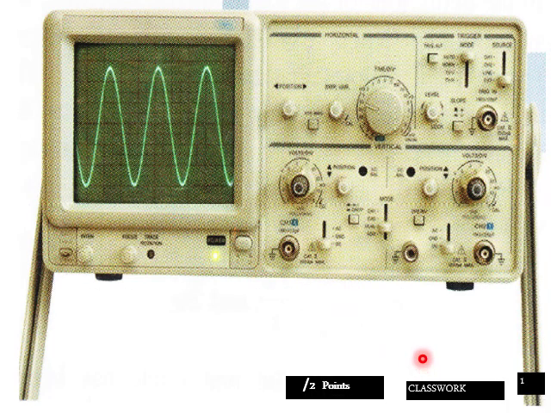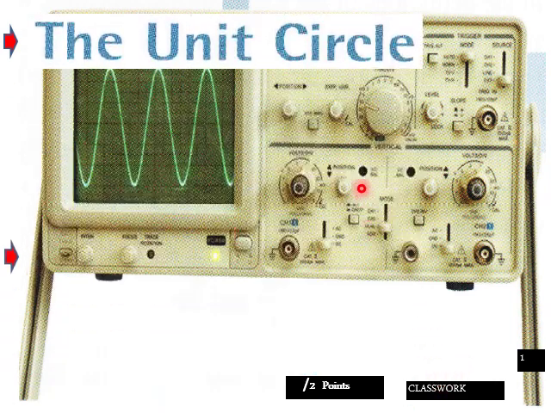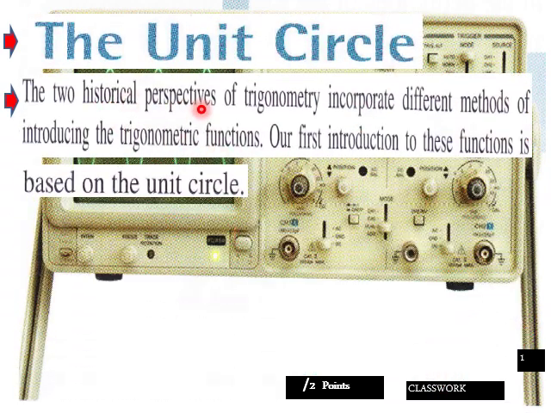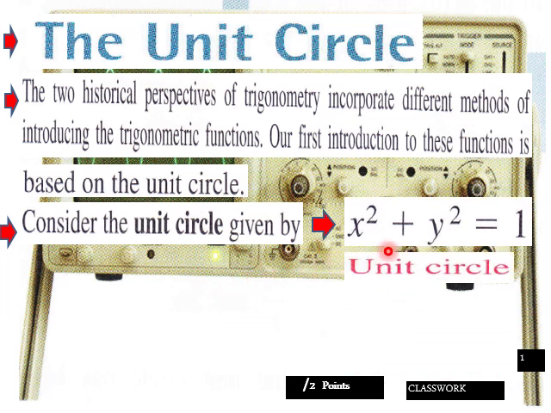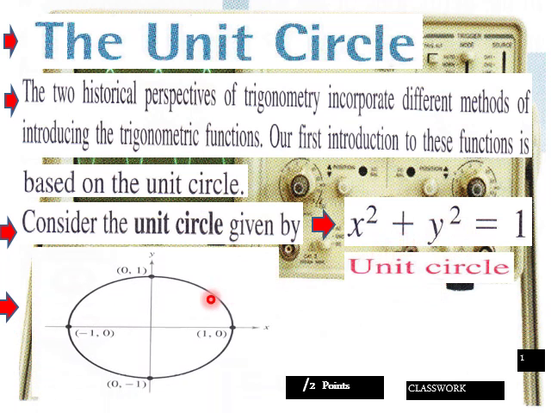Okay, into our lesson today, page 1 on your class worksheet, the unit circle. The two historical perspectives of trigonometry incorporate different methods of introducing the trigonometric functions. Our first introduction to these functions is based on the unit circle. Consider the unit circle given by x squared plus y squared equals 1. So when we have x squared plus y squared equals 1 here, this is your unit circle, centered at the origin.